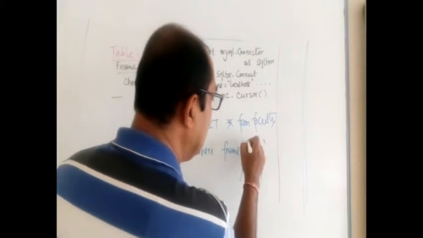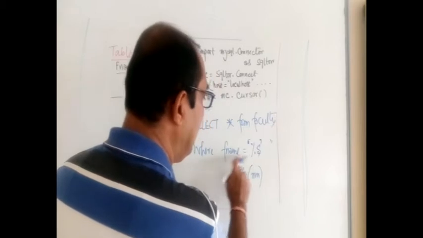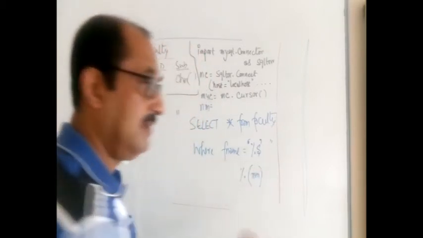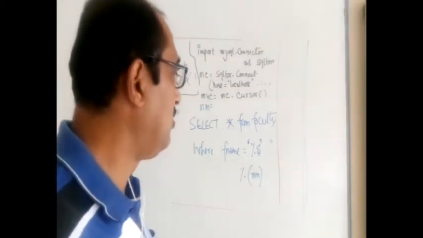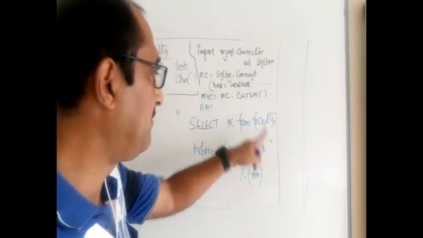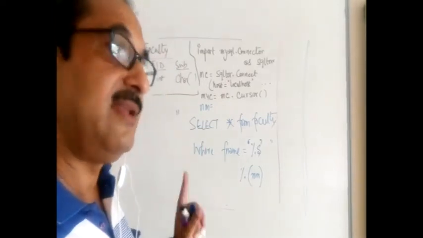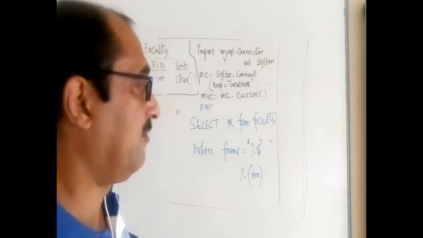The value has to be within a pair of single quotation marks, because fname has to be an alphanumeric or non-numeric value. So it has to come within a pair of single quotation marks. This is one of the methods you have learned. Another method you have learned is using the curly bracket, and then we made use of the function format.